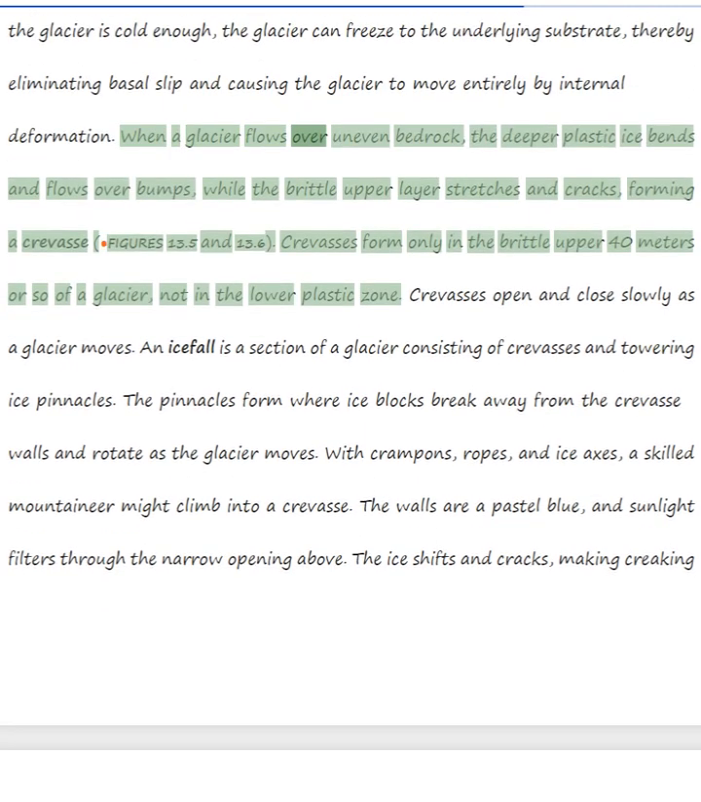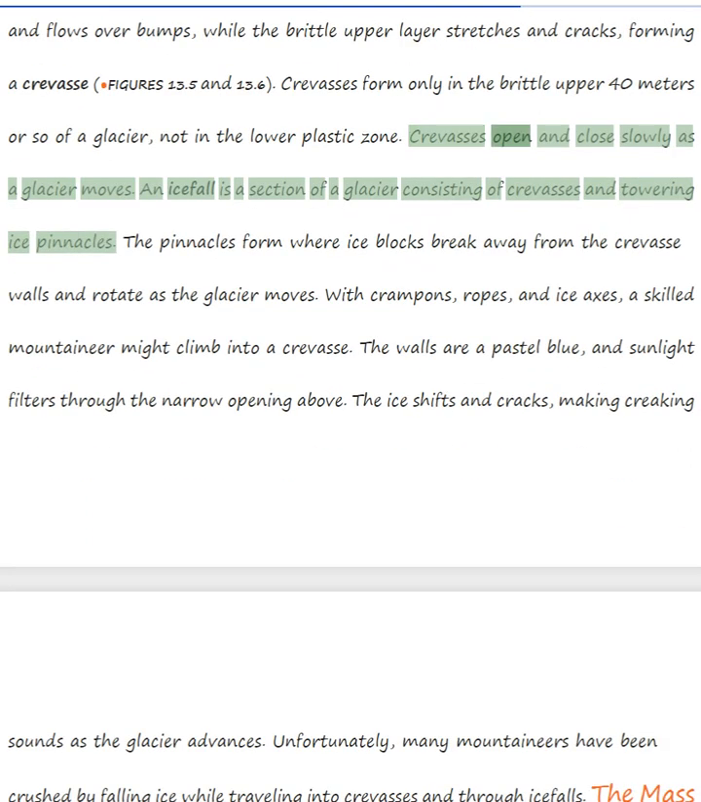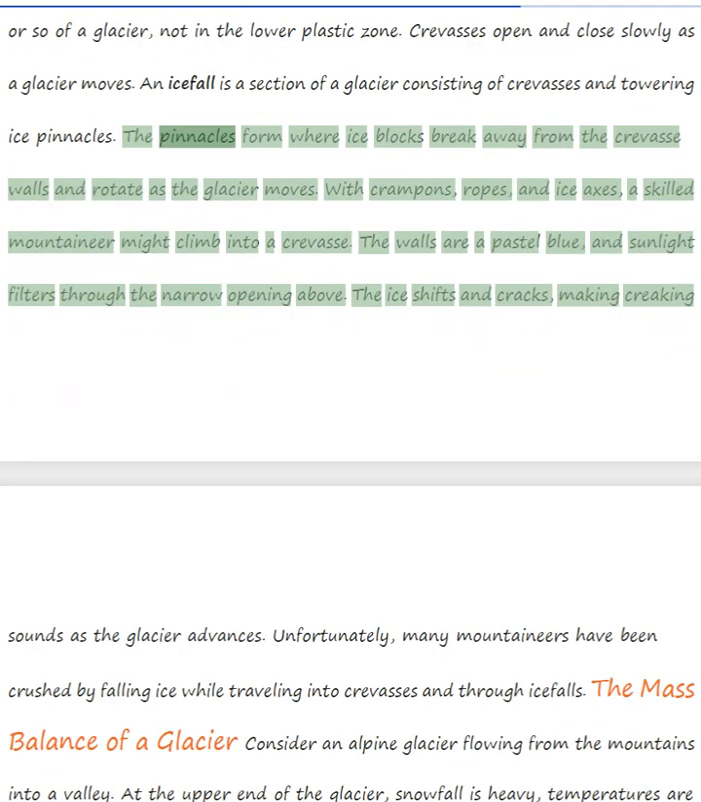When a glacier flows over uneven bedrock, the deeper plastic ice bends and flows over bumps, while the brittle upper layer stretches and cracks, forming a crevasse. Crevasses form only in the brittle upper 40 meters or so of a glacier, not in the lower plastic zone. Crevasses open and close slowly as a glacier moves. An icefall is a section of a glacier consisting of crevasses and towering ice pinnacles. The pinnacles form where ice blocks break away from the crevasse walls and rotate as the glacier moves.